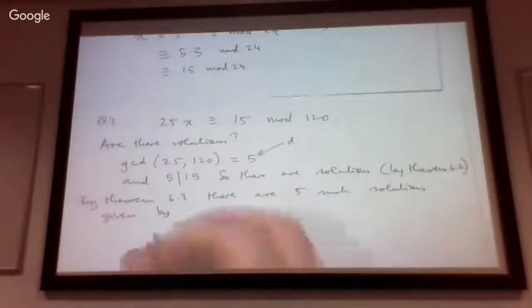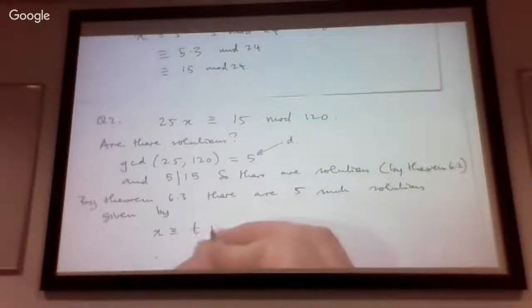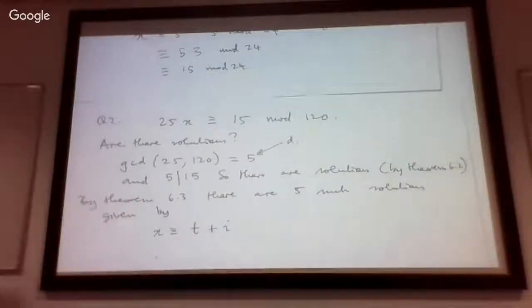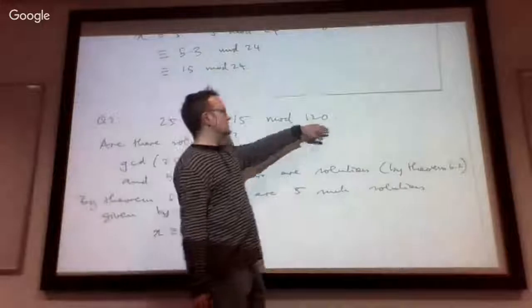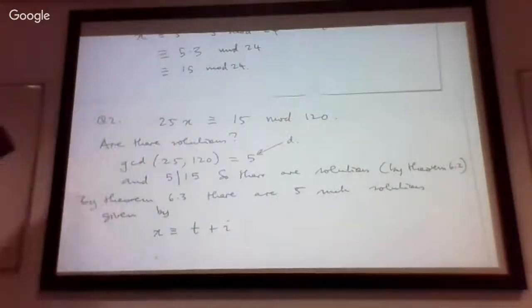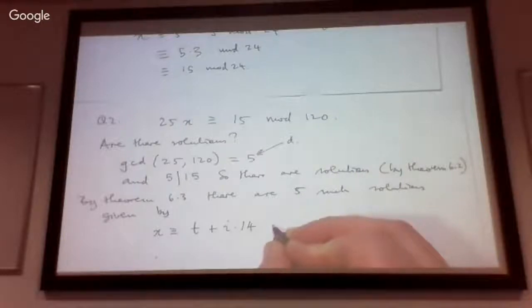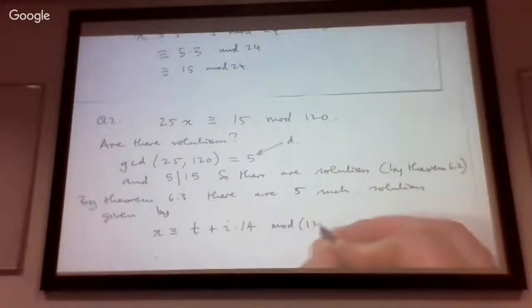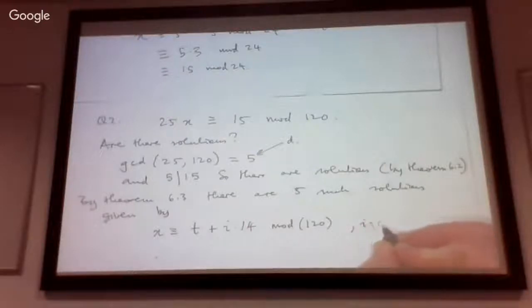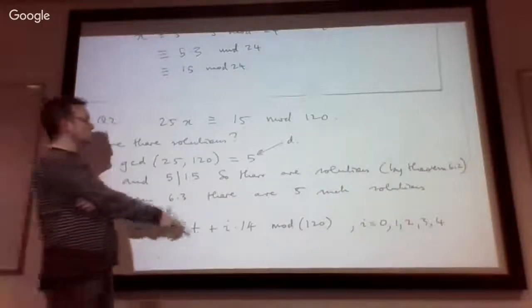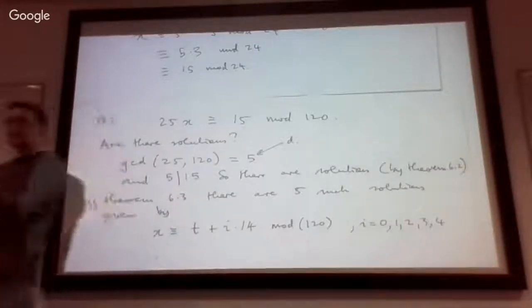And these are given by these congruence classes, T plus I times N over D. What's that? N is the original modulus, D is that 5 there, so 120 divided by 5 is 24. So it's T plus various multiples of 24 modulo 120. And what are the possibilities for I? I is the 5 possibilities from 0 up to D minus 1. So there are 5 solutions to this given by these congruence classes.